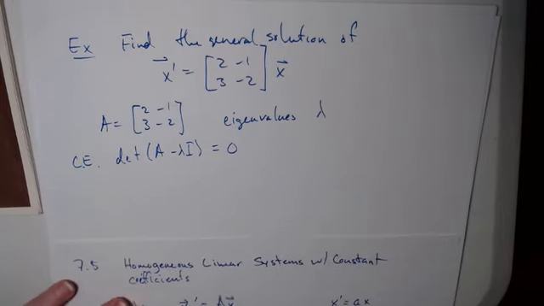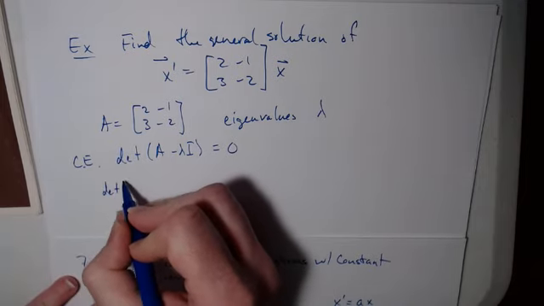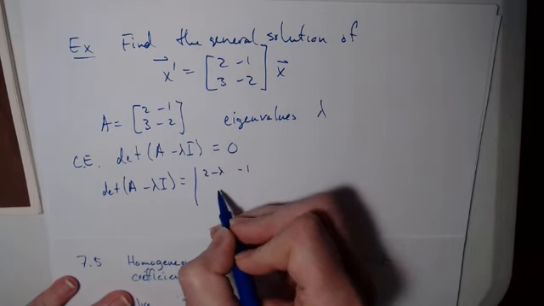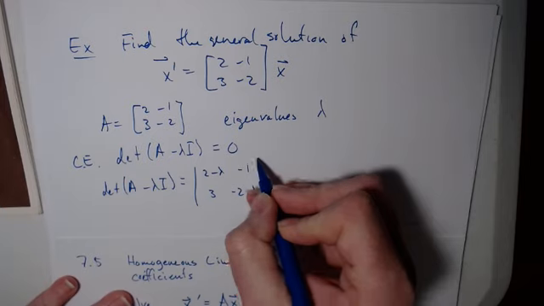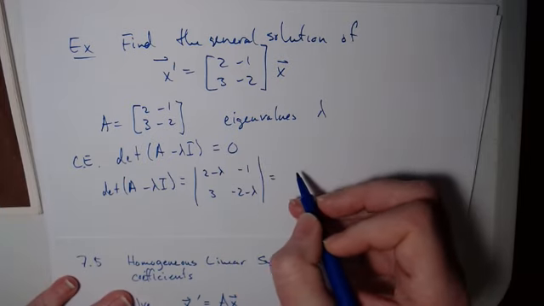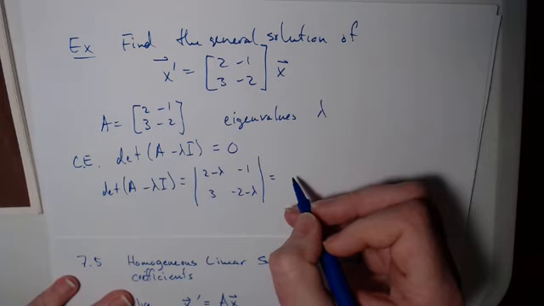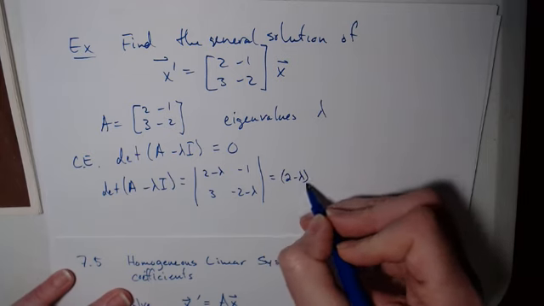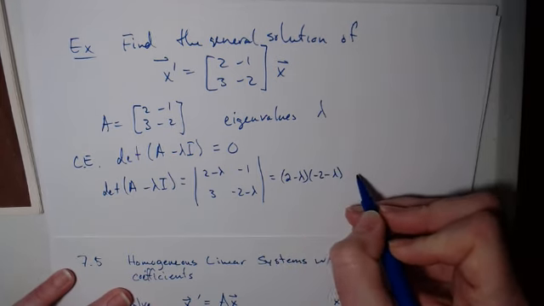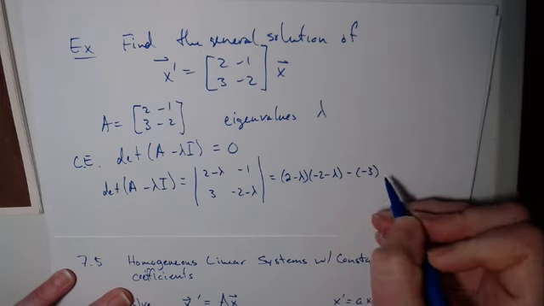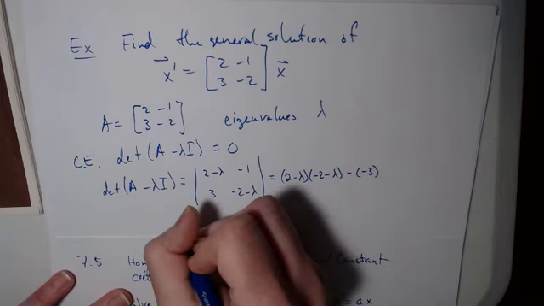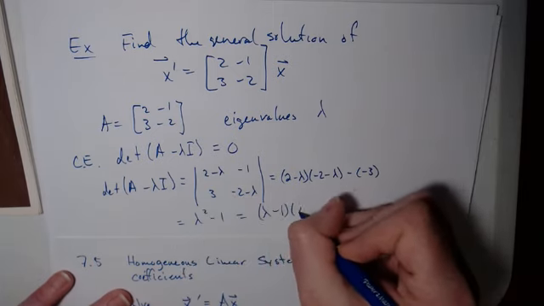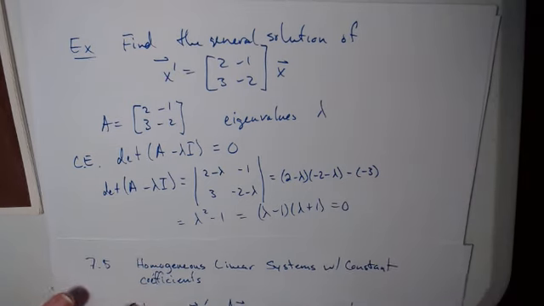So determinant of A minus lambda I is equal to the matrix [2 minus lambda, -1; 3, -2 minus lambda]. So that's going to be equal to 2 minus lambda times -2 minus lambda minus -3, which, when we simplify, is going to be lambda squared minus 1. So lambda minus 1, lambda plus 1 equals 0.